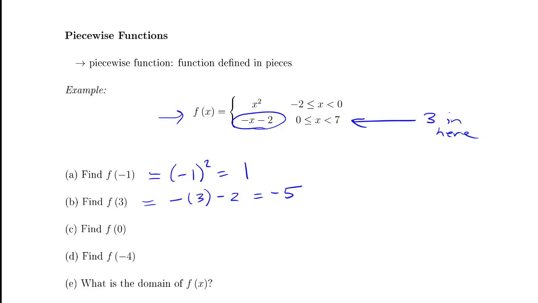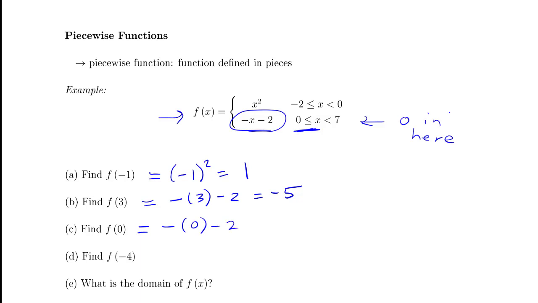All right, f of 0, say. All right, so where is 0? Oh, the first interval goes up to, it doesn't include 0. Here we are, 0 is actually in here. That means this is the rule I'd be using. So -0 minus 2, so 0 minus 2 is -2.